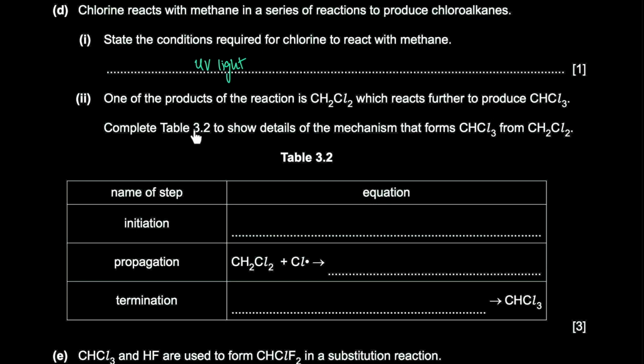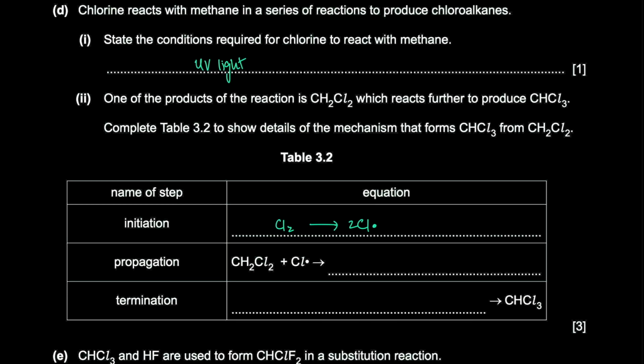Complete table 3.2 to show details of the mechanism that forms CHCl3 from CH2Cl2. The first step is initiation. In the initiation stage, the chlorine molecule undergoes homolysis or homolytic fission to form chlorine radicals. So we get chlorine radicals. The chlorine radicals react with CH2Cl2. Now what happens here is that the C-H bond breaks.